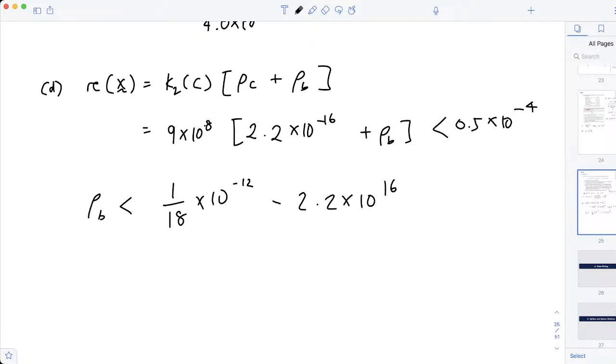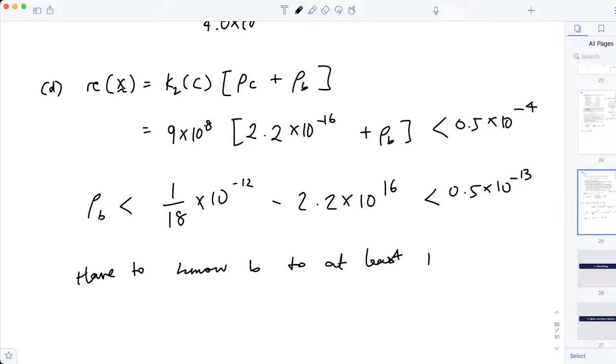And what we know about this is it's going to be less than 0.5 times 10 to the power of negative 13, because this is really small, so we don't really have to worry about it, and we can just look at this thing over here. So we have to know B to at least 13 sig figs.